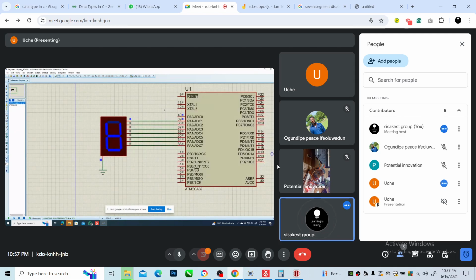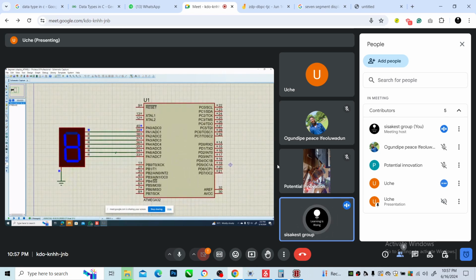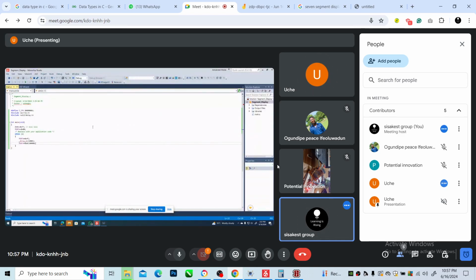Let's do it this way. After that delay, clear the port, like turn off the port. Let's go back to Atmel Studio. So that means after the delay, I write PORTA equals 0x00, then delay again. Put a delay in between.